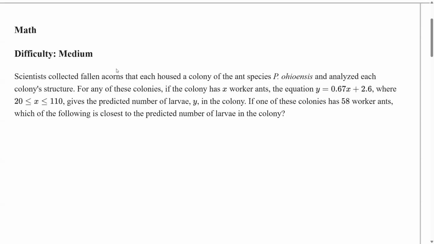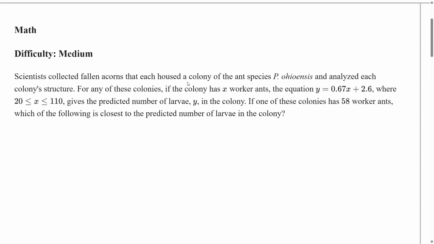Scientists collected acorns that each housed a colony of an ant species and analyzed each colony's structure. For any of these colonies, if the colony has X workers, where X is between 20 and 110, give the predicted number of larvae Y in the colony if one of these colonies has 58 workers. This is a very easy question.